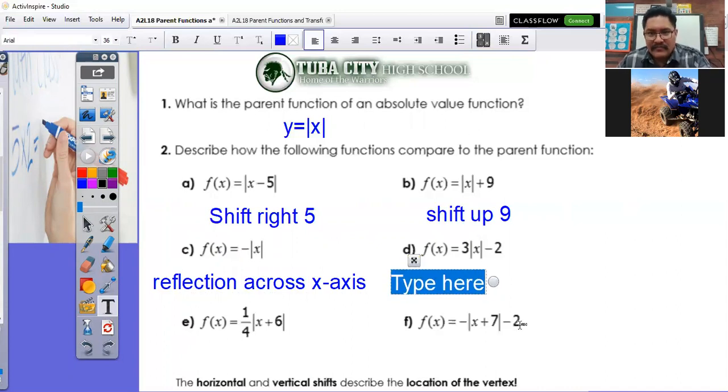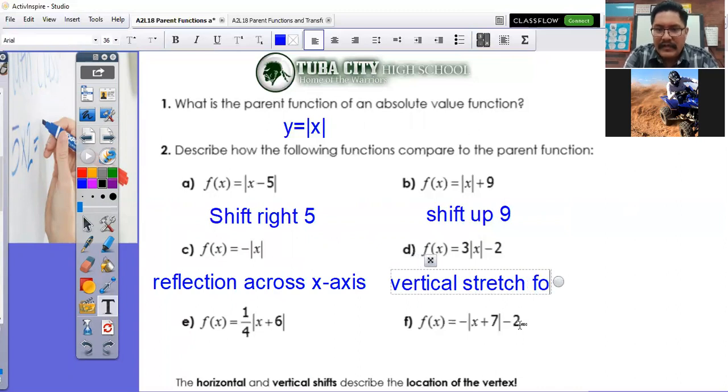Now with this one here, we have two things going on. We're multiplying the absolute value of x by 3, and we're also subtracting 2 from the outside of the x. Not directly, but on the outside. So you can still use your reference for this. We know we're going to have a vertical stretch of 3 and a shift down 2.